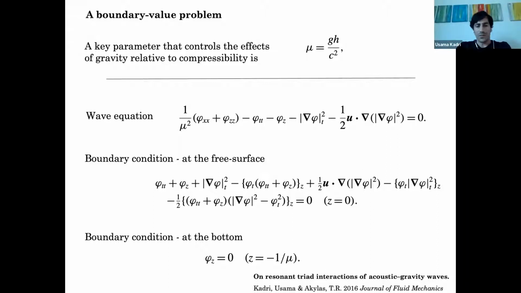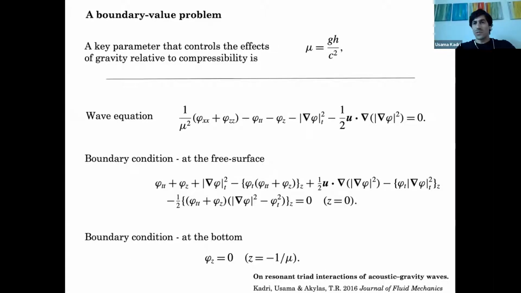If you don't follow, that's also completely fine. The idea is not really to look into the details of the equations, but I'm using the equations to help me give the message of the physics behind it. What you see here at the top, mu is a small parameter which controls the effects of gravity, which is given by the gravitational acceleration g, relative to the compressibility, which is given by c here, which is the speed of sound in water.